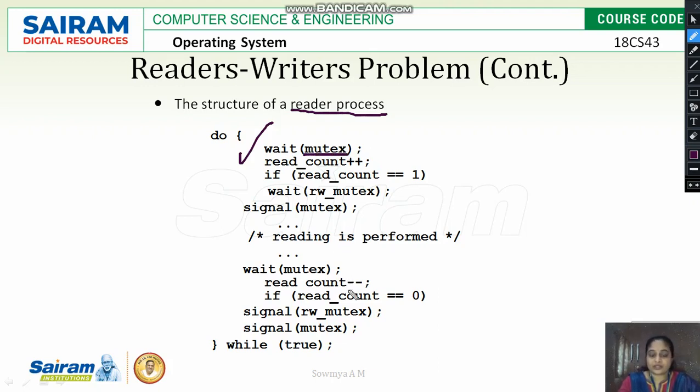So it will wait for read write and wait for mutex, and it will signal both read write and mutex. It also makes use of read count, so it can know if a reader is reading the data, then a writer should wait for the function.